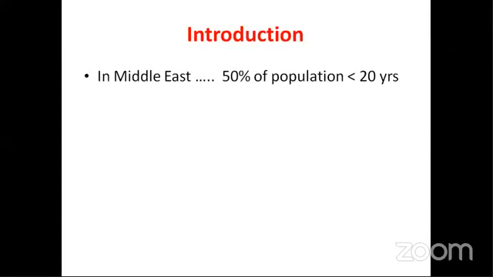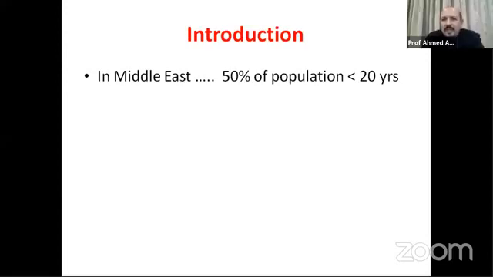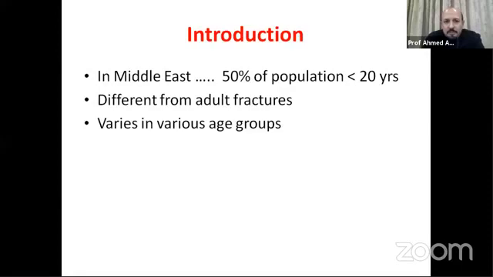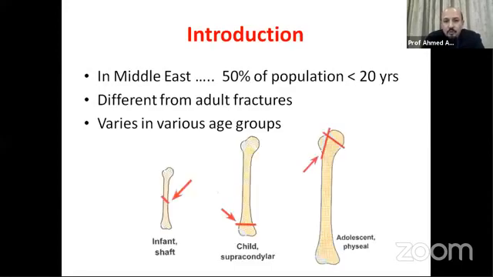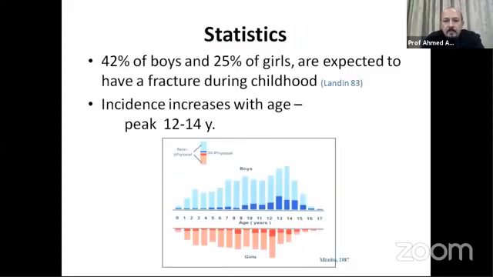You may know that in our Middle East, about 50% of population are less than 20 years. This means we have a lot of children in our population. Pediatric fractures are different from adult fractures. It also varies in various age groups. As an example, for this humerus in infants, you usually have shaft fractures. In childhood, we have supracondylar fractures. And in adolescence, we have epiphyseal injuries usually. Statistics say that about 40% of boys and 25% of girls are expected to have a fracture during their childhood, with a big incidence at the age of 13.